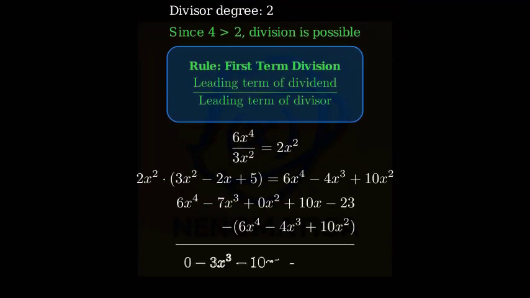Now, we subtract this result from the dividend. 6x to the fourth minus 6x to the fourth equals 0. Negative 7x cubed minus negative 4x cubed equals negative 7x cubed plus 4x cubed, which is negative 3x cubed. 0x squared minus 10x squared equals negative 10x squared. 10x stays the same. Negative 23 stays the same.